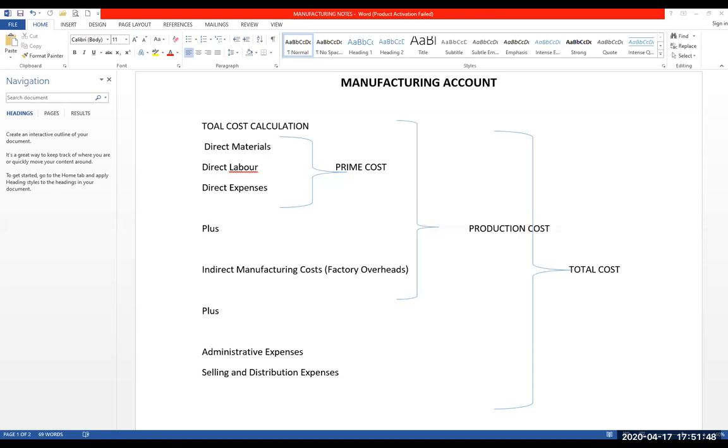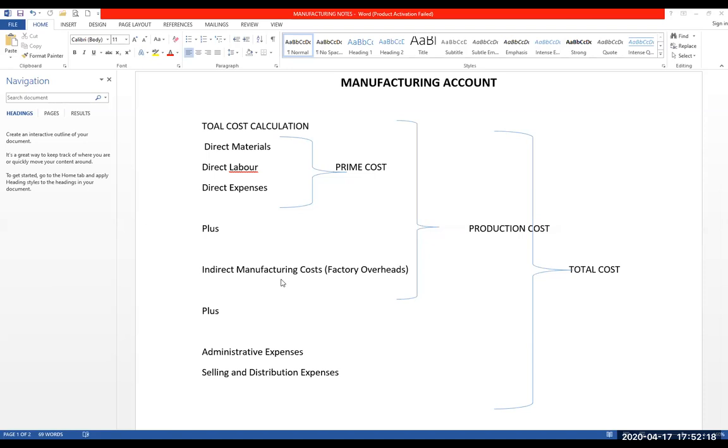Okay, so today we'll be discussing the manufacturing account. A manufacturing account is an account that is used by manufacturing companies. This account is in addition to the trading and profit and loss account and the balance sheet. This is one additional account to the other two types of accounts in your financials for a company.